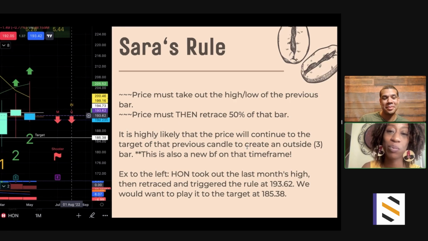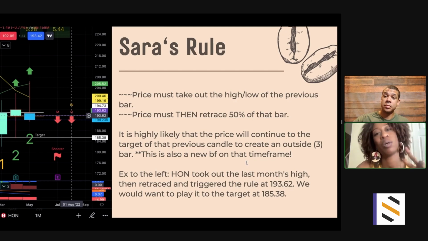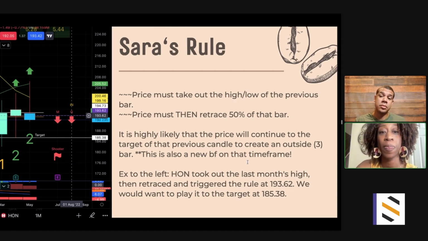So here's Sarah's rule. There are two things to this rule. Number one, the price must take out the high or the low of the previous bar. It's either the high or the low. The second rule, and these have to go in tandem, you can't have one without the other: the price must then retrace 50% of that previous bar.